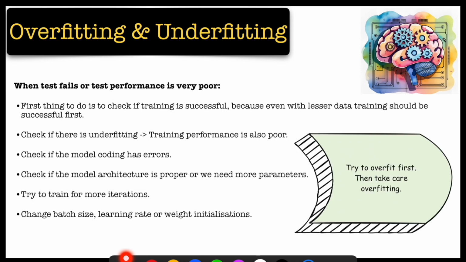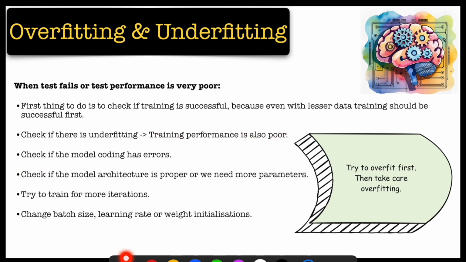Now, what happens when the test fails or test performance is very poor? If you see the test performance is poor, there can be two scenarios, right? Either the training performance is also poor, which indicates that there is underfitting. If the training performance is good and the test performance is poor, then we have overfitting. So first thing we can do is check if the training is successful, because even with less data, training should be successful first. Then check if there is underfitting, that means training performance is also poor.